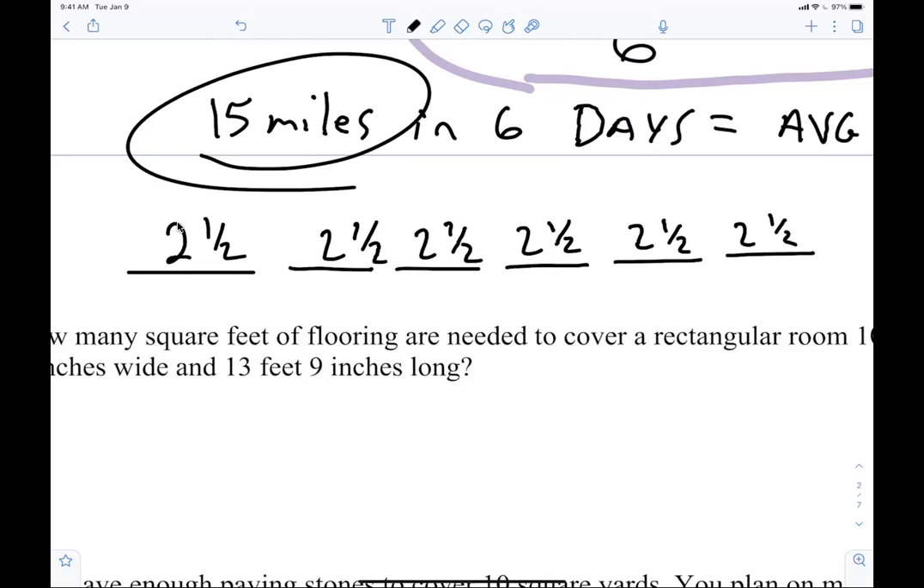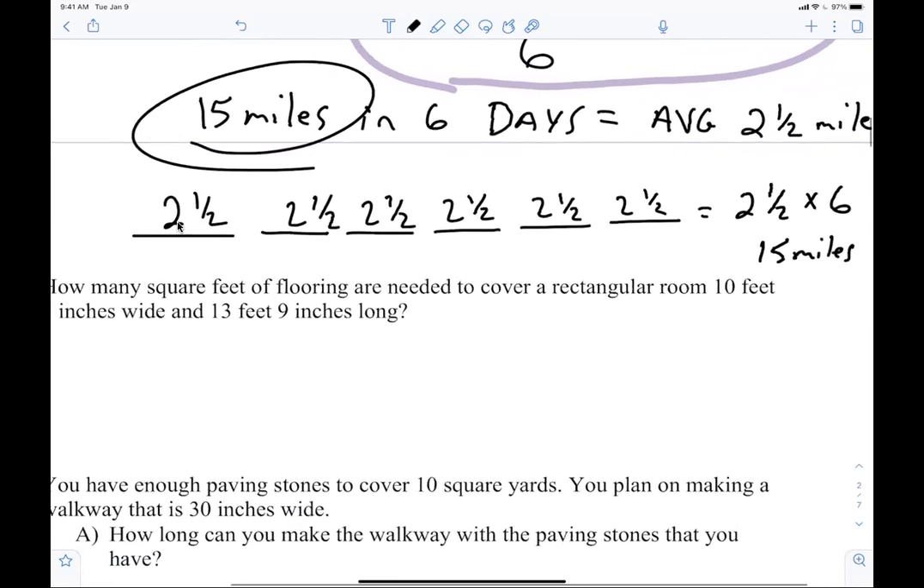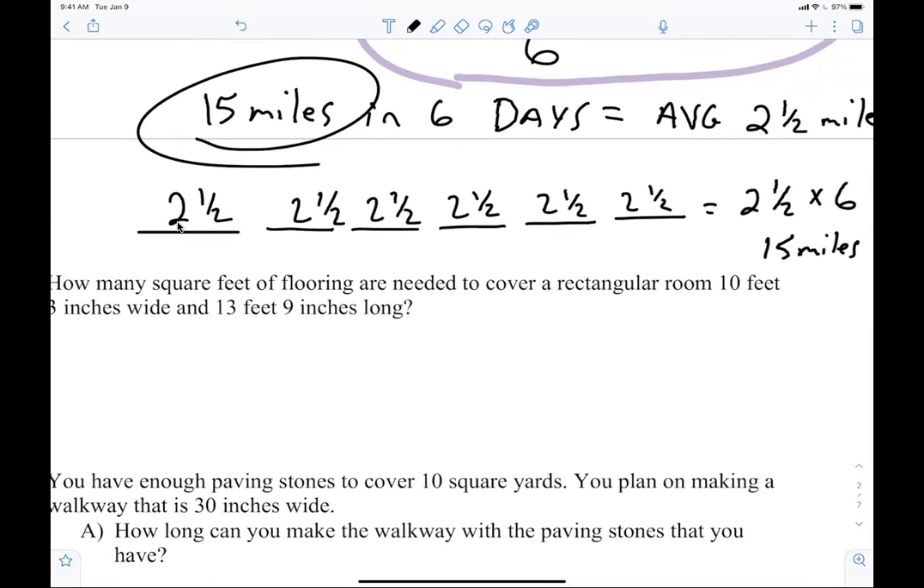And then you get the 15. Yeah, there you go. See what that is? So a shortcut would just say, hey, just take 2.5 and multiply by 6. And if I walk 15 miles, then I would average 2.5, correct? Now, does it have to be 2.5 miles each day? No.